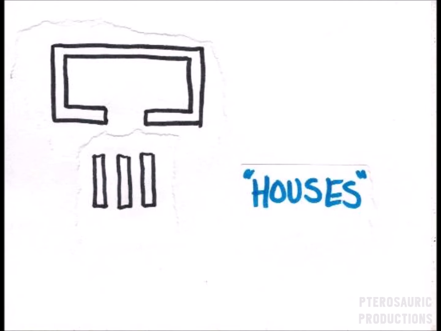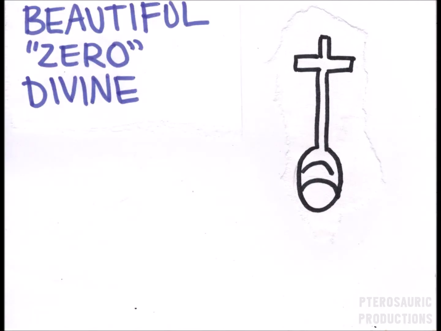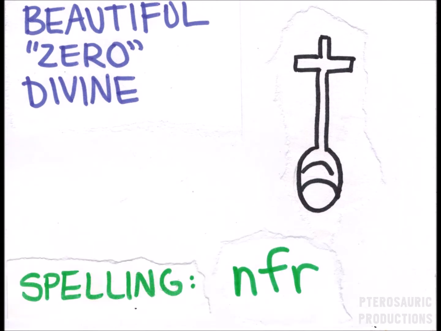Okay, so now I'm going to introduce you to some logograms, and they mainly are double consonants and some are triple consonants. So the first one is this symbol. This symbol means beautiful, 0. It also stands for 0, as we learned in our numbers video. And it is a heart and windpipe, and it is spelled NFR.